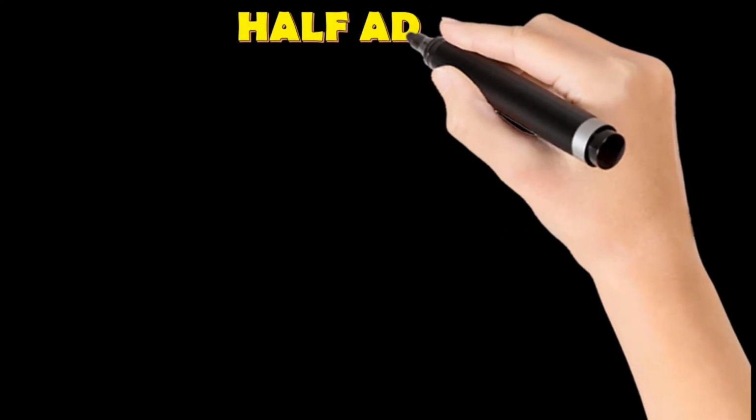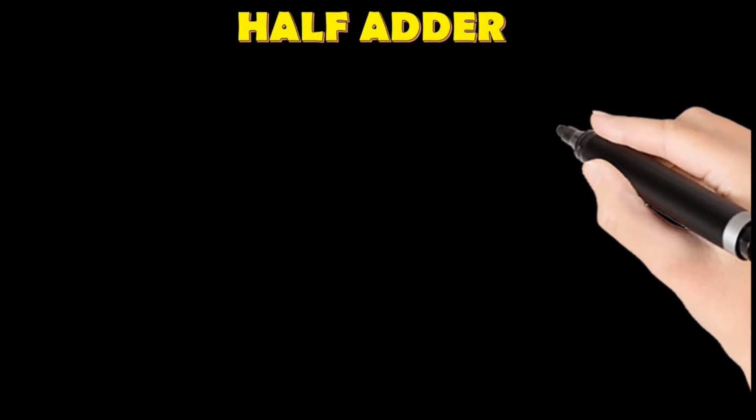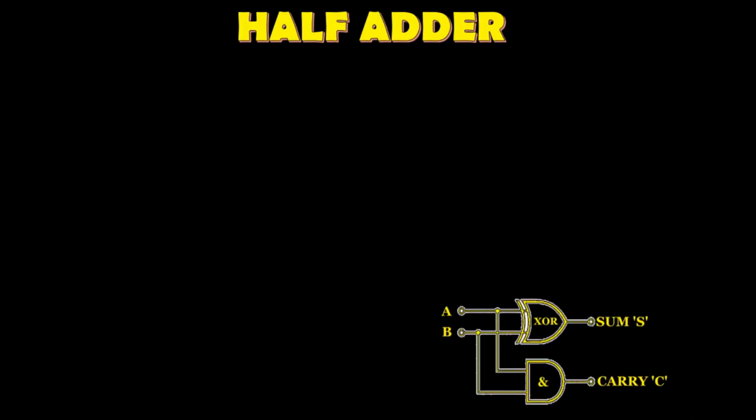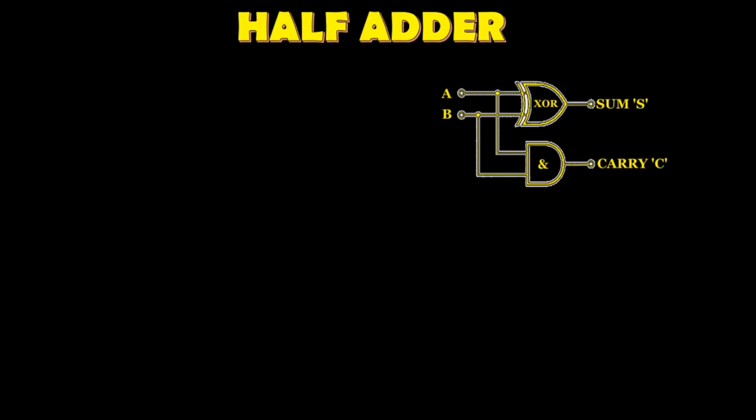So in this video, we will learn how the half adder logic circuit works. The logic circuit of a half adder looks like this. It consists of an XOR gate and an AND gate. It has two inputs, A and B, and two outputs, sum S and carry C.